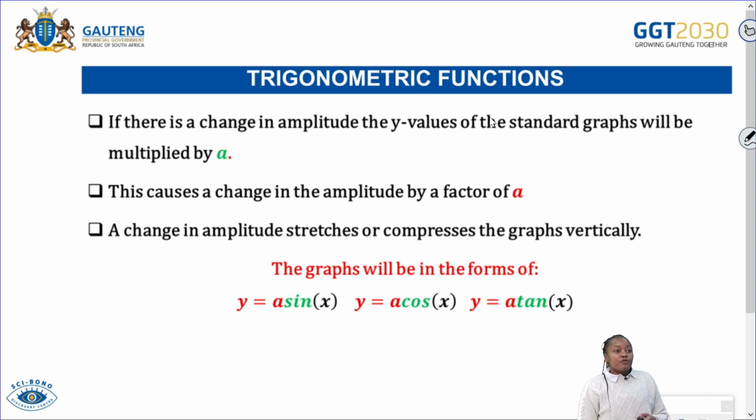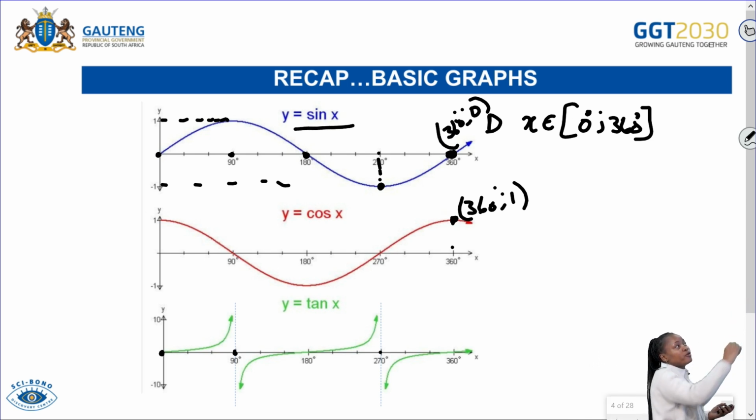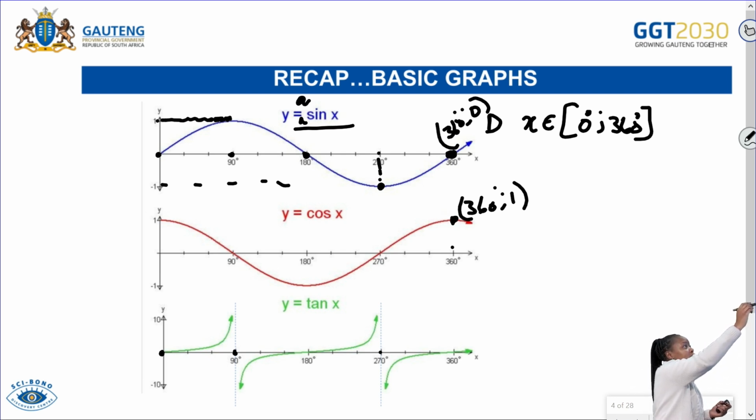Firstly, we'll start by looking at the effect of A. If there is a change in amplitude, the y values of the standard graphs will be multiplied by A. Let's look at the standard graph. In the standard graph, the value of A is just 1. So if your amplitude is 1, then your value of y will be multiplied by 1, and you'll have the y-axis as +1 and also -1.